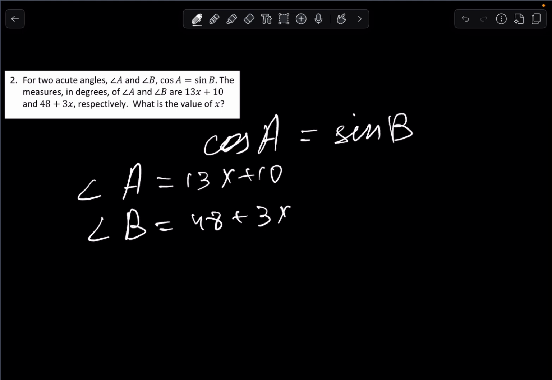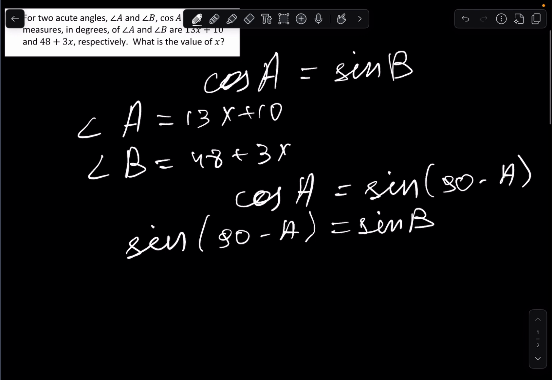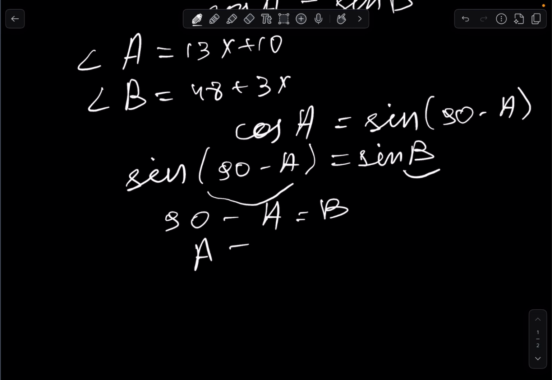Right? So we all know that cosine A is equal to sine of (90 minus A). So now we can plug it in. Sine of (90 minus A) is equal to sine B. Since we have sine on both sides, these angles must be equal. So 90 minus A is equal to B, right? And then we can say that A plus B is equal to 90 degrees.